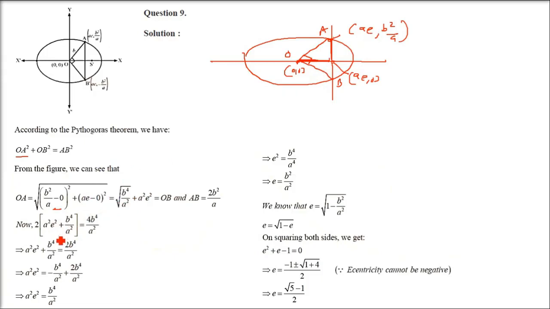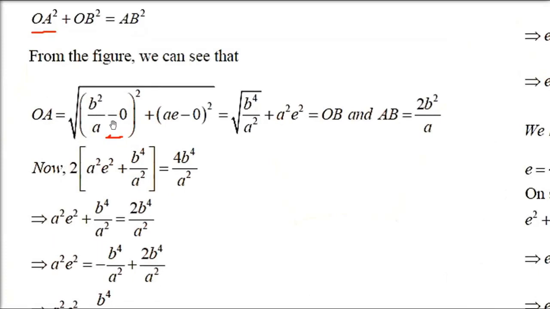Because of symmetry, OA and OB are equal. I hope you got the idea. Let me tell you again. OA, OB, any distance you take is going to be the same. The other point is (ae, minus b square by a). So (ae minus 0) whole square and (minus b square by a minus 0) whole square are going to be the same, because the other coordinate is 0 and we are going to square eventually. So they are both the same. So what you will do? b square by a minus 0 whole square plus ae minus 0 whole square, whole under root.